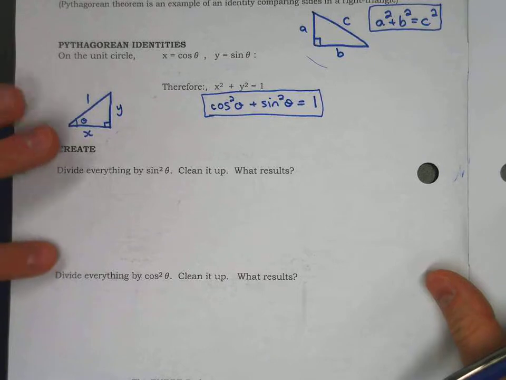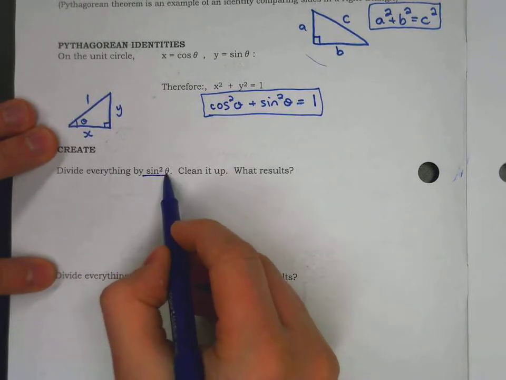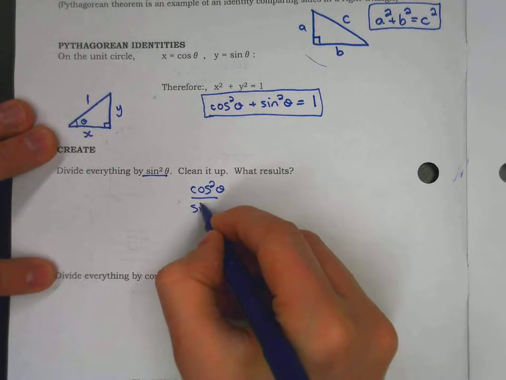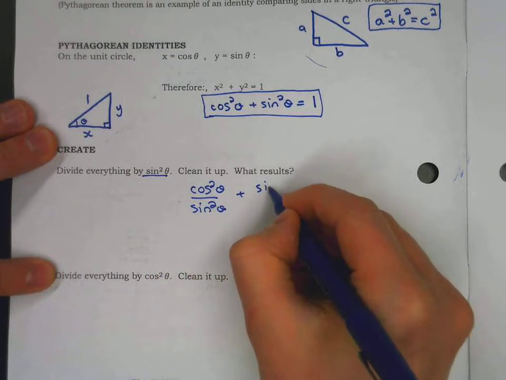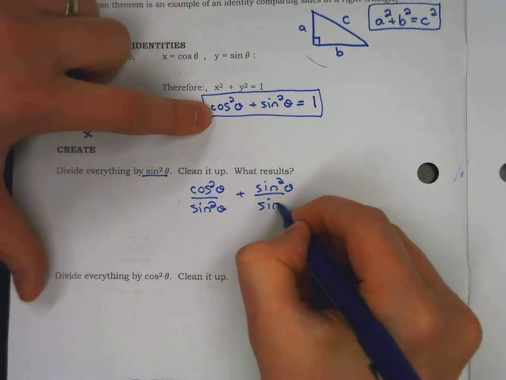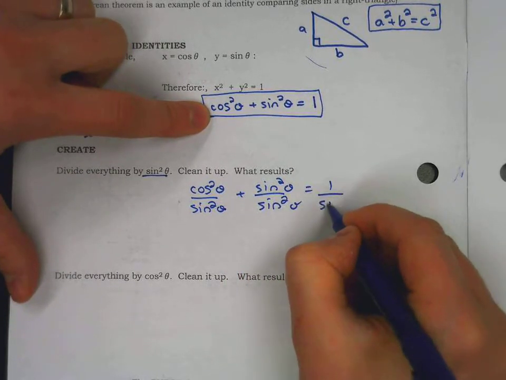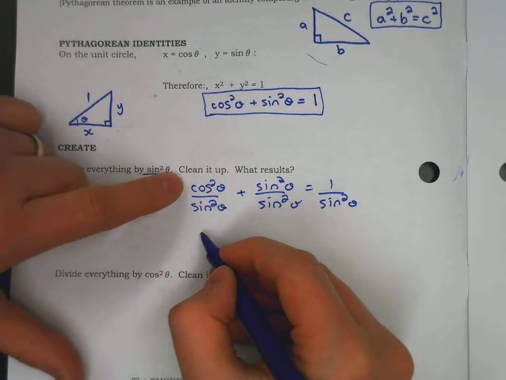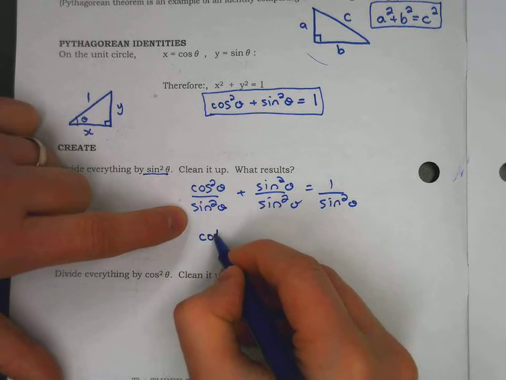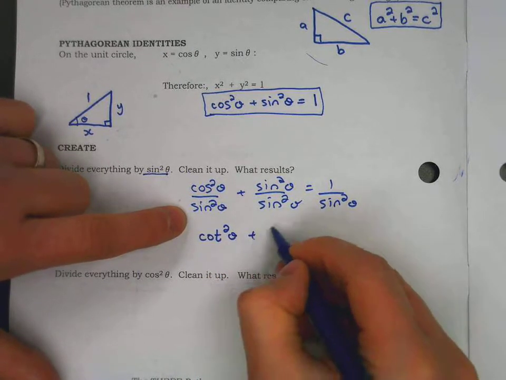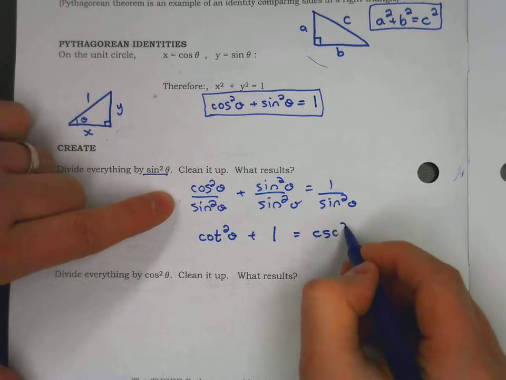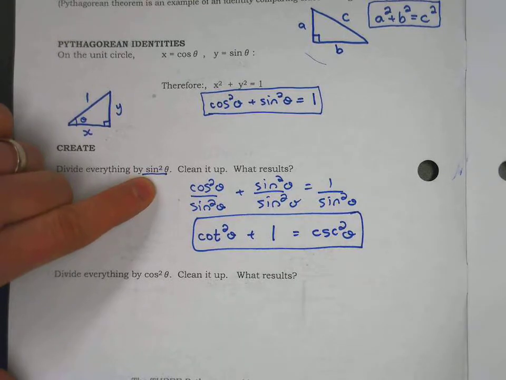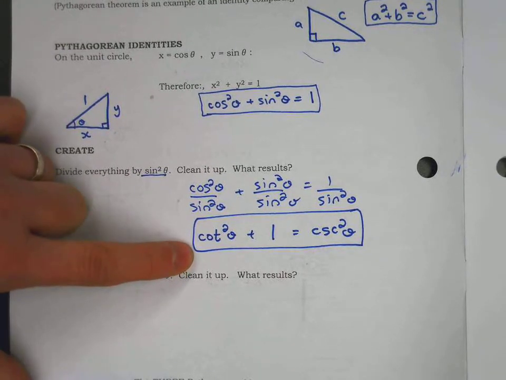Now this is not the only Pythagorean identity. What we can actually do is divide everything by sine squared. If you take cos squared divided by sine squared, sine squared divided by sine squared, and 1 divided by sine squared, so I'm dividing both sides of the equation by sine squared, what I am left with is cos divided by sine, a cotangent, that's squared, a 1, and a cosecant squared.